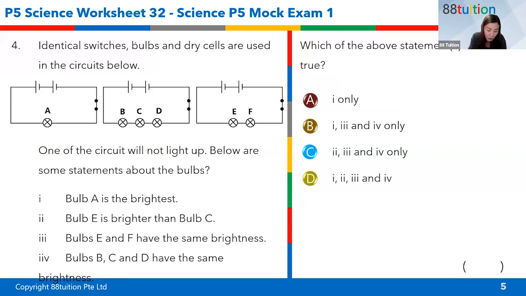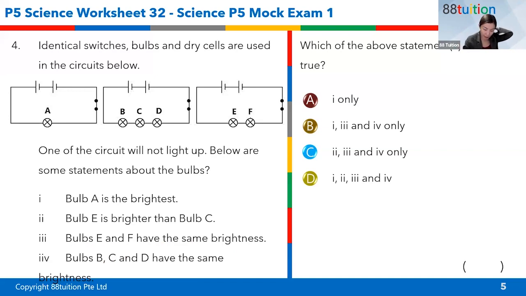So identical switches, bulbs, and dry cells are used in the circuits below. Okay, one of the circuits will not light up. Below are some statements about the bulbs. Bulb A is the brightest. Bulb E is brighter than C. Then E and F have the same brightness. B, C, and D have the same brightness. Which of the statements are true?